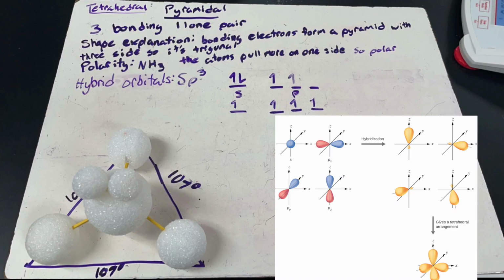For a tetrahedral pyramidal, there are 3 bonding pairs and 1 lone pair. It creates the shape due to bonding electrons forming a pyramid made of 4 planes. For polarity, the lone pair pushes the 3 bonding pairs to create a polar geometry. For example, NH3 is a tetrahedral pyramidal. Its orbital hybridization is sp3, and all of the angles are 107 degrees.